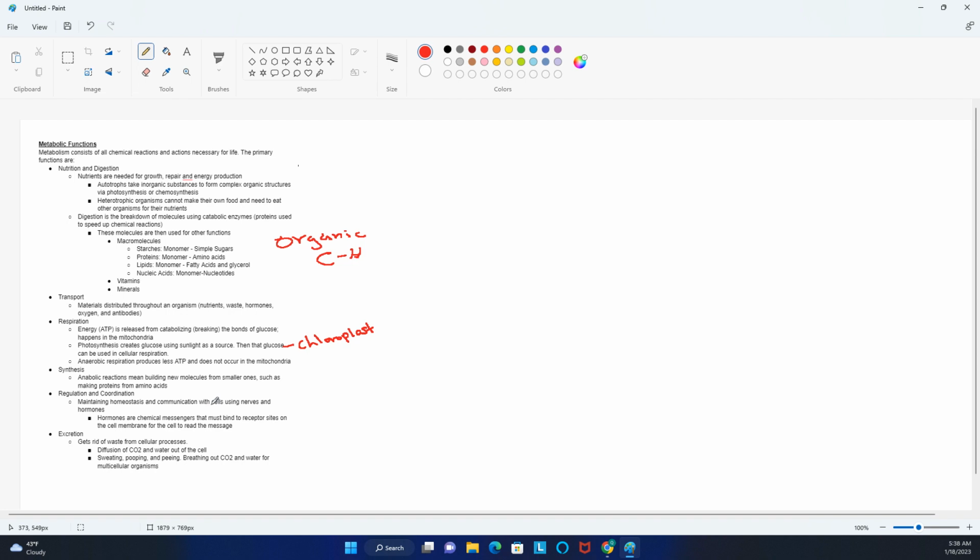So that is a long-term effect. Those are going to be done by hormones. Short-term effects are generally done by nerves, a quick electrical signal that goes straight to the area that needs to do the action.